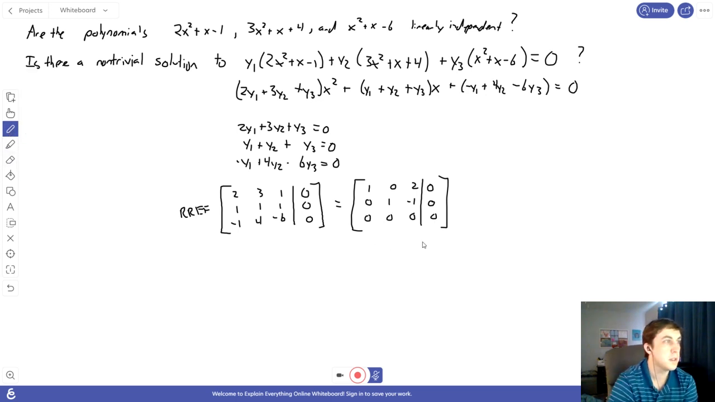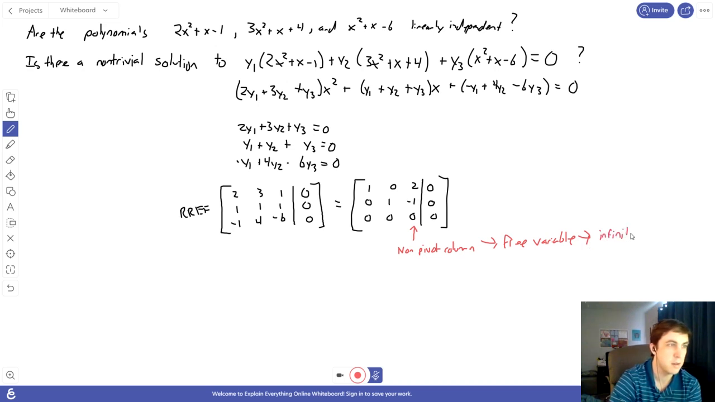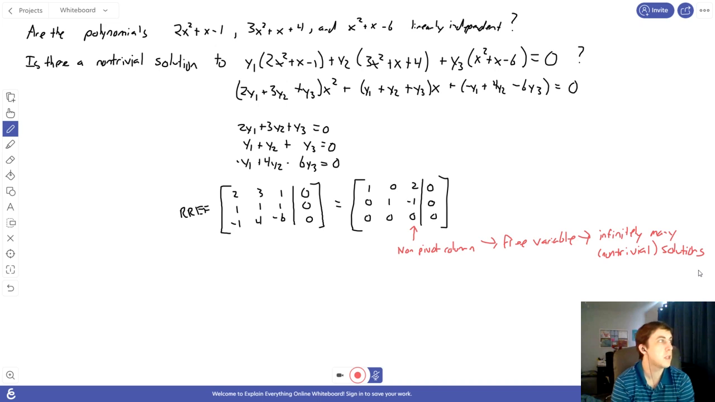All right, so our question was, is there a non-trivial solution? We'll always have the trivial solution when y1, y2, and y3 are all 0. But here I see this third column is a non-pivot column, which means we'll have a free variable. Whenever we have a free variable, that means we have infinitely many solutions. So we have infinitely many non-trivial solutions. There's only one trivial solution, so if I have infinitely many solutions, all but one of those infinitely many things are non-trivial solutions. So we have non-trivial solutions.